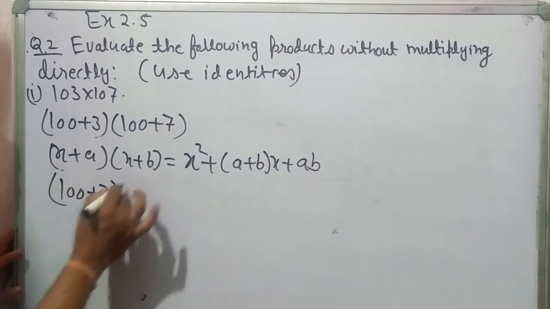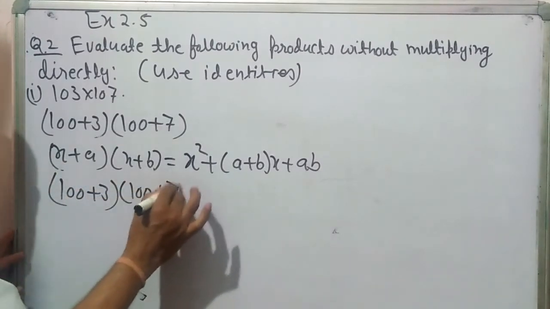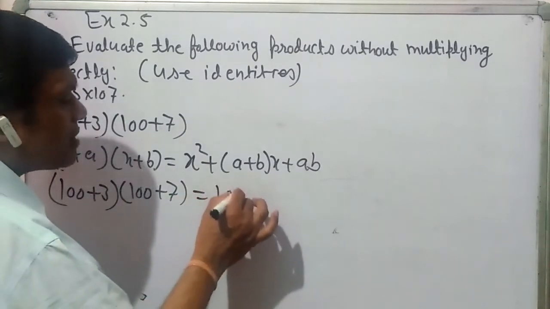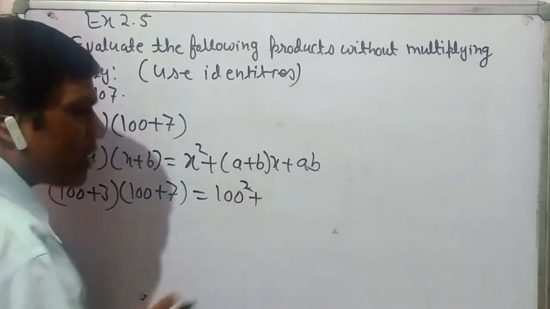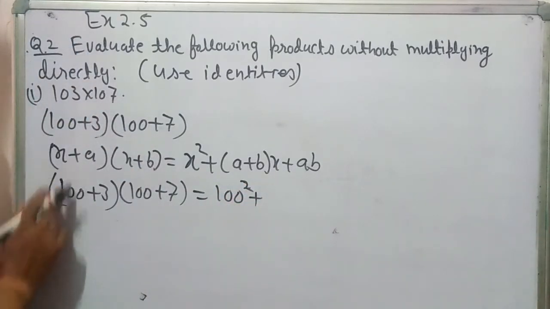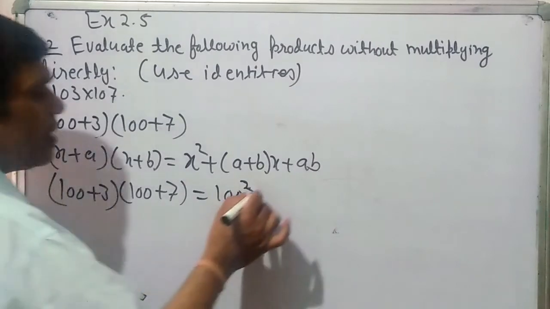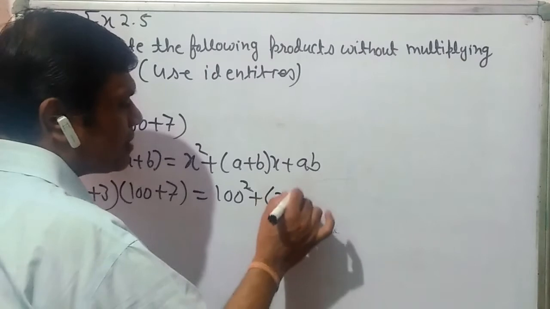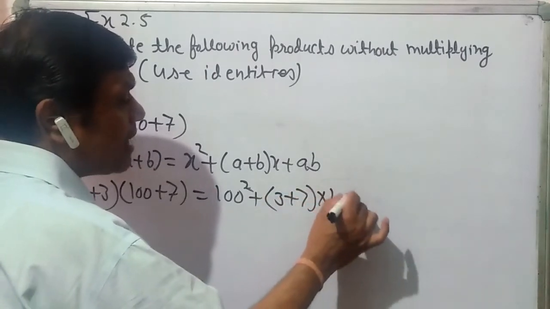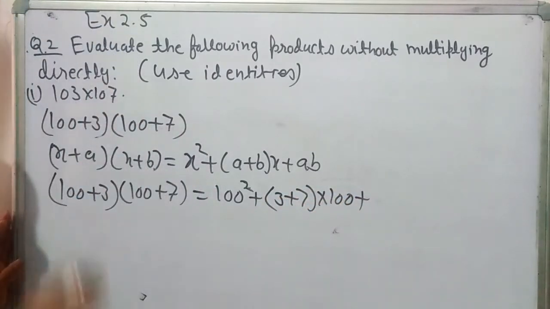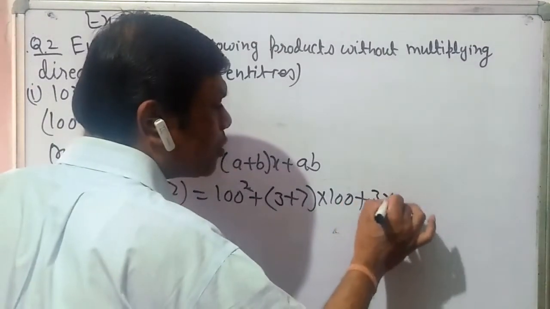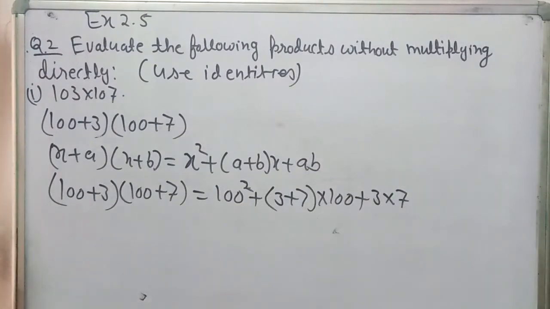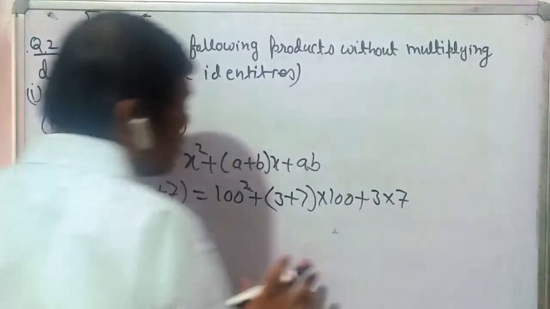(100 plus 3) multiplied with (100 plus 7), which is the same as 103 into 107, should give us 100 square, that is x square. In place of x we have 100, plus (a plus b). What is a? 3. Plus b, that is 7. So (3 plus 7) multiplied by x, that is 100, plus a multiplied by b. This should be 3 multiplied by 7. Right? So this way we are able to solve it.